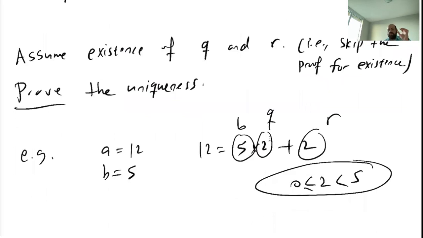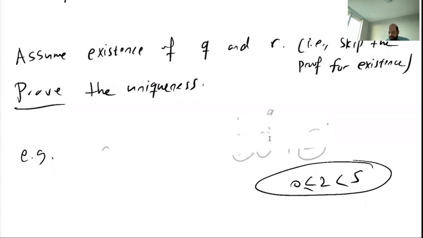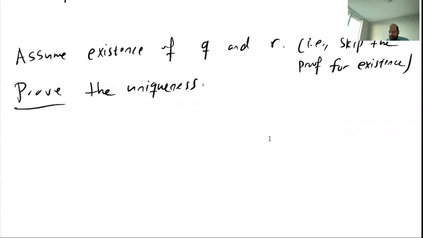So the division algorithm has to be proved. The proof has two parts: existence of remainder and quotient, and uniqueness of remainder and quotient. Right now, we want to prove the uniqueness. So proof. How can we prove uniqueness in mathematics? We can assume that there are two such objects. Right now, there are two types of objects of interest: the quotient, which we call Q, and the remainder, which we call R.